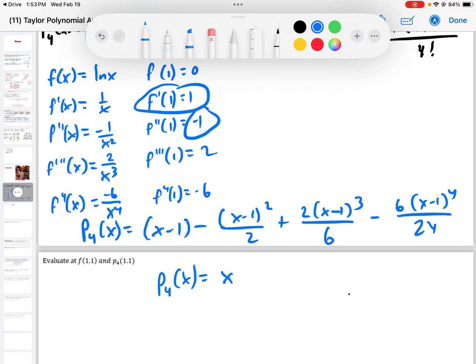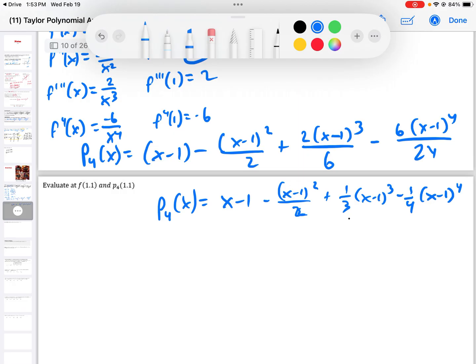Okay, simplifying this down. I mean, that's technically just fine. But I would say this is x minus 1, minus x minus 1 squared over 2, plus 1/3 x minus 1 cubed, minus 1/4 x minus 1 to the power 4. So there's your Taylor polynomial centered around 1. So it's really close for approximations where x is around 1.